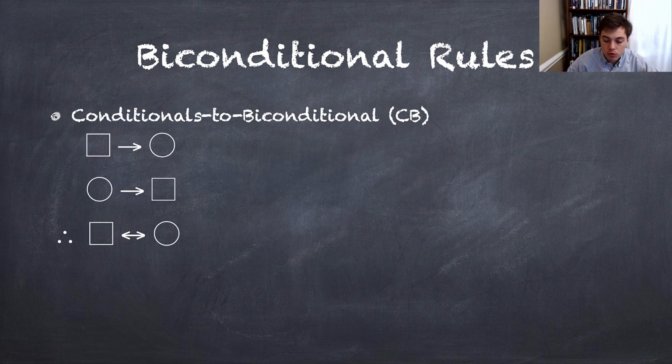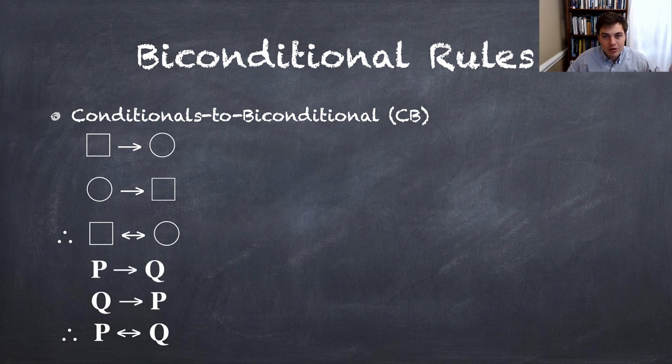The other rule, and our final rule, is an introduction rule for biconditional, and this tells us that if you have if box then circle alone on a line, and then on a separate line you also have if circle then box, then you can infer box if and only if circle, or box biconditional circle. Or with P's and Q's, if you know that if P then Q and you also know that if Q then P, then you know P if and only if Q.